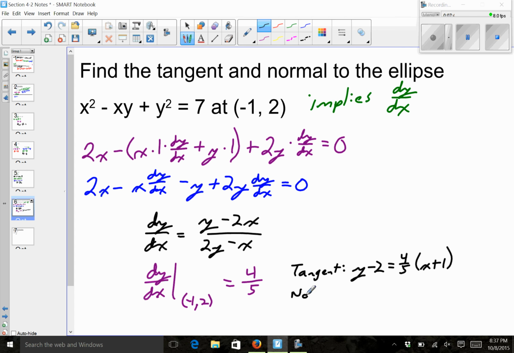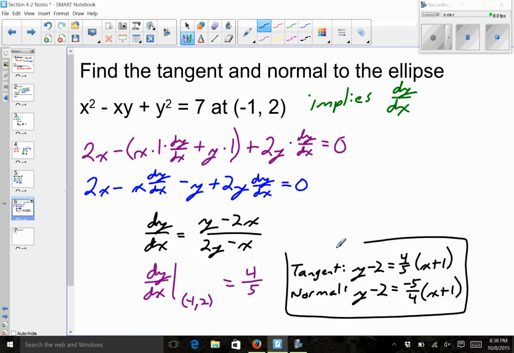And then for the normal, it's going to be y minus 2 equals the opposite reciprocal slope times x plus 1. And here are my tangent and normal equations. The last video for this is going to go over how we find second derivatives implicitly.